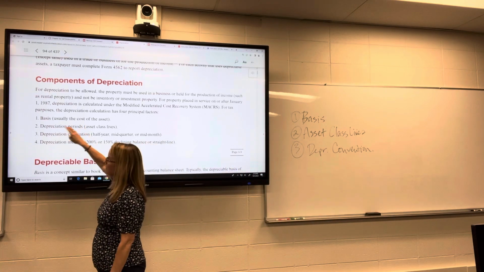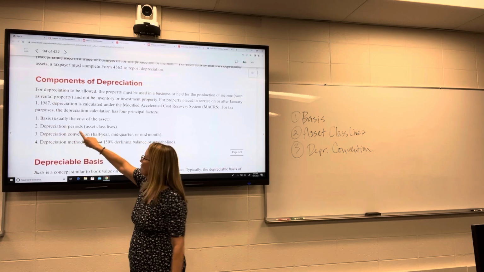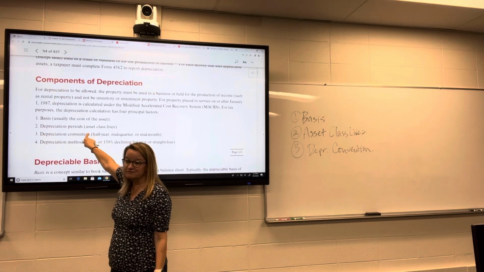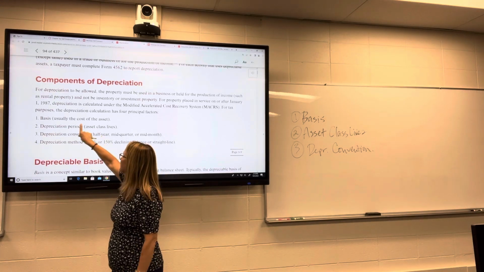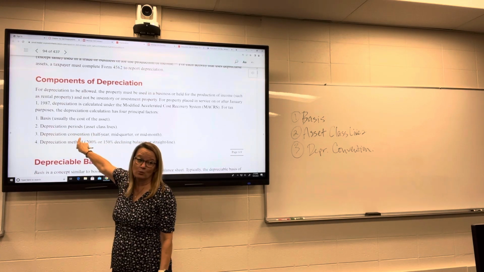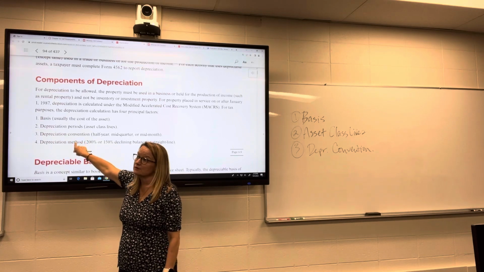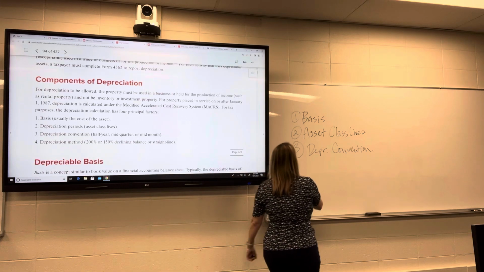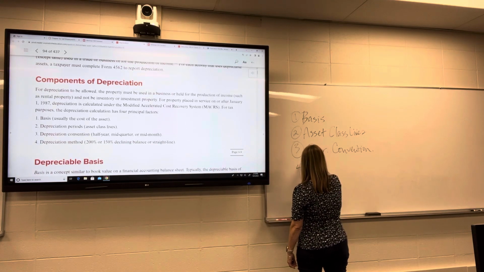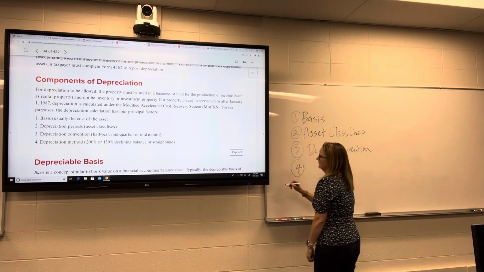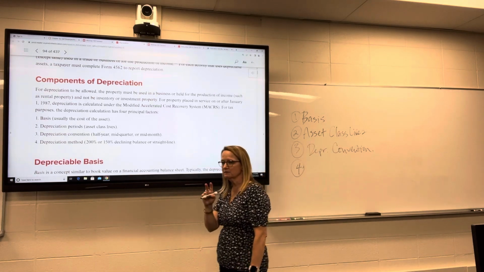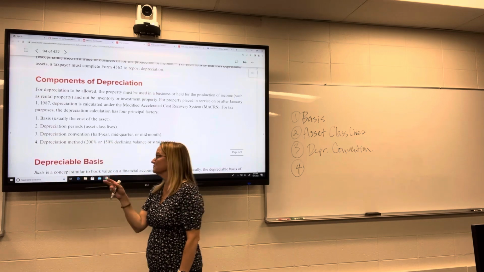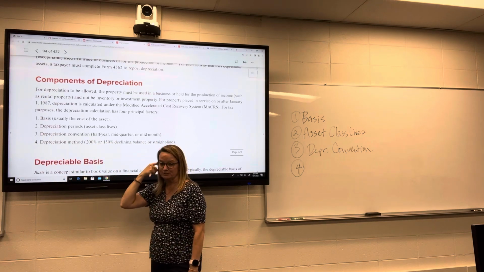So basis, and again, we have to know all of this stuff. So what we paid for it, what the cost is, what the class life is, what type of asset it is, when did we purchase it, and when did we purchase other assets, and then the 4th one is our depreciation method. There are 3 options, and sometimes they're not options, but there are 3 different types of depreciation methods in tax.